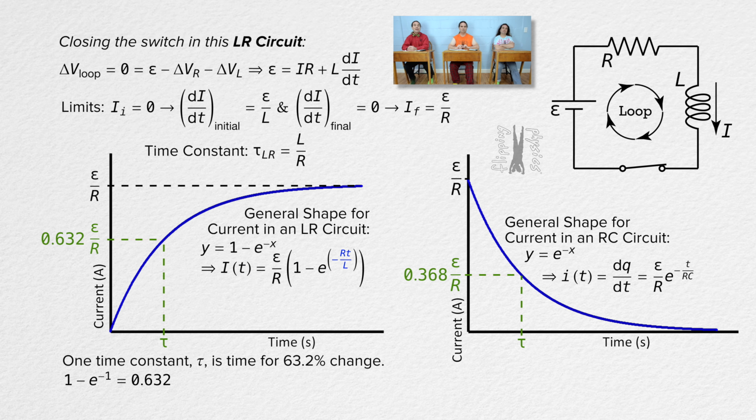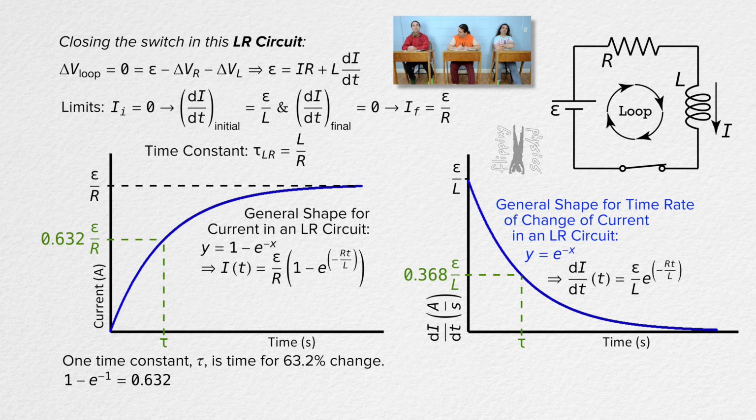And we know that the equation for the time rate of change of current as a function of time has the general shape of the equation y equals e to the power negative x. That means the equation for the time rate of change of current as a function of time equals the maximum time rate of change of current, or EMF divided by inductance, times e to the power negative resistance times time over inductance.